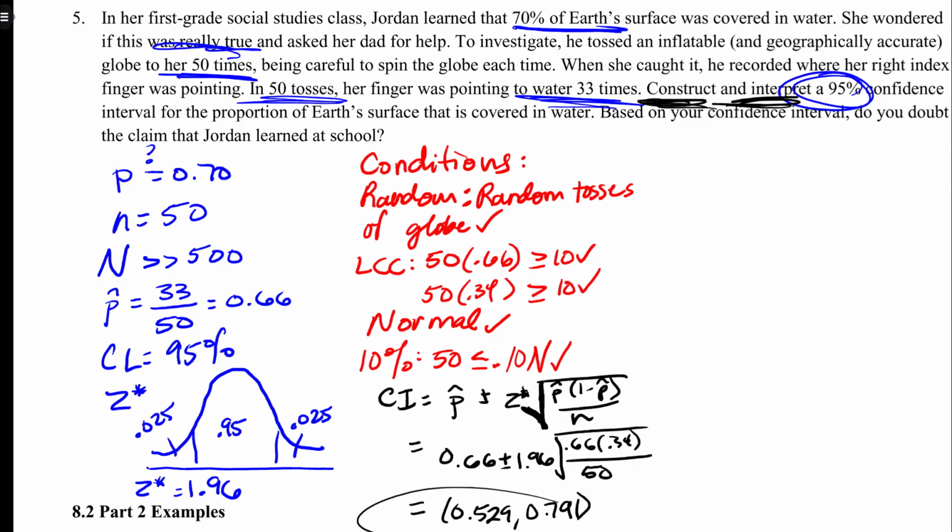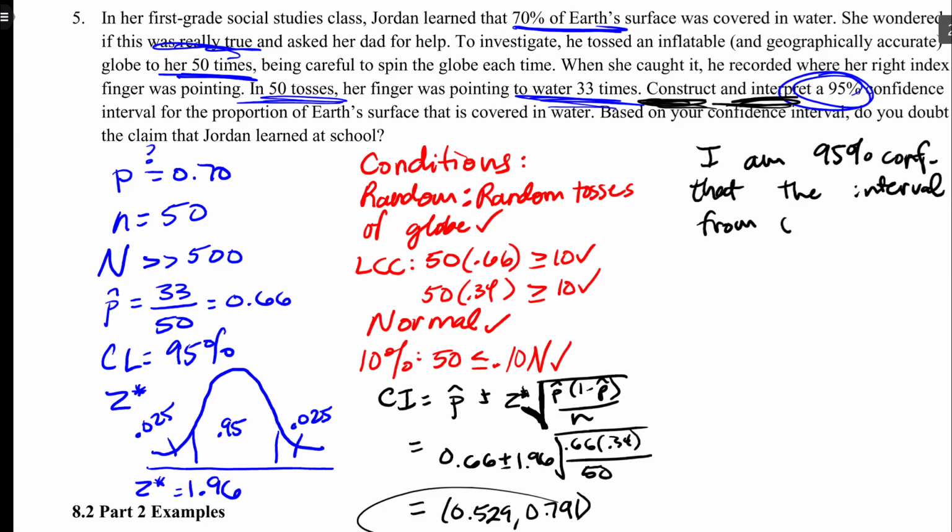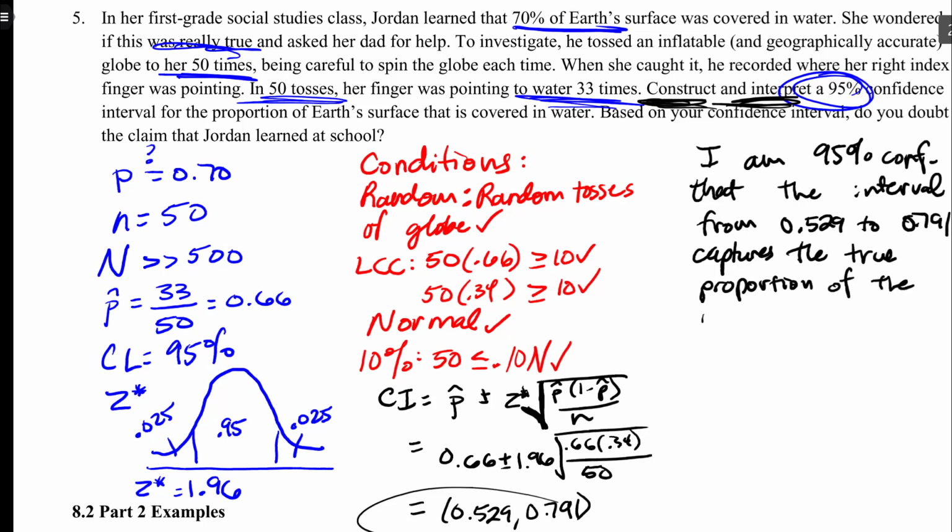We can write out that statement by saying: I am 95% confident that the interval from 0.529 to 0.791 captures the true proportion of the Earth's surface covered by water.